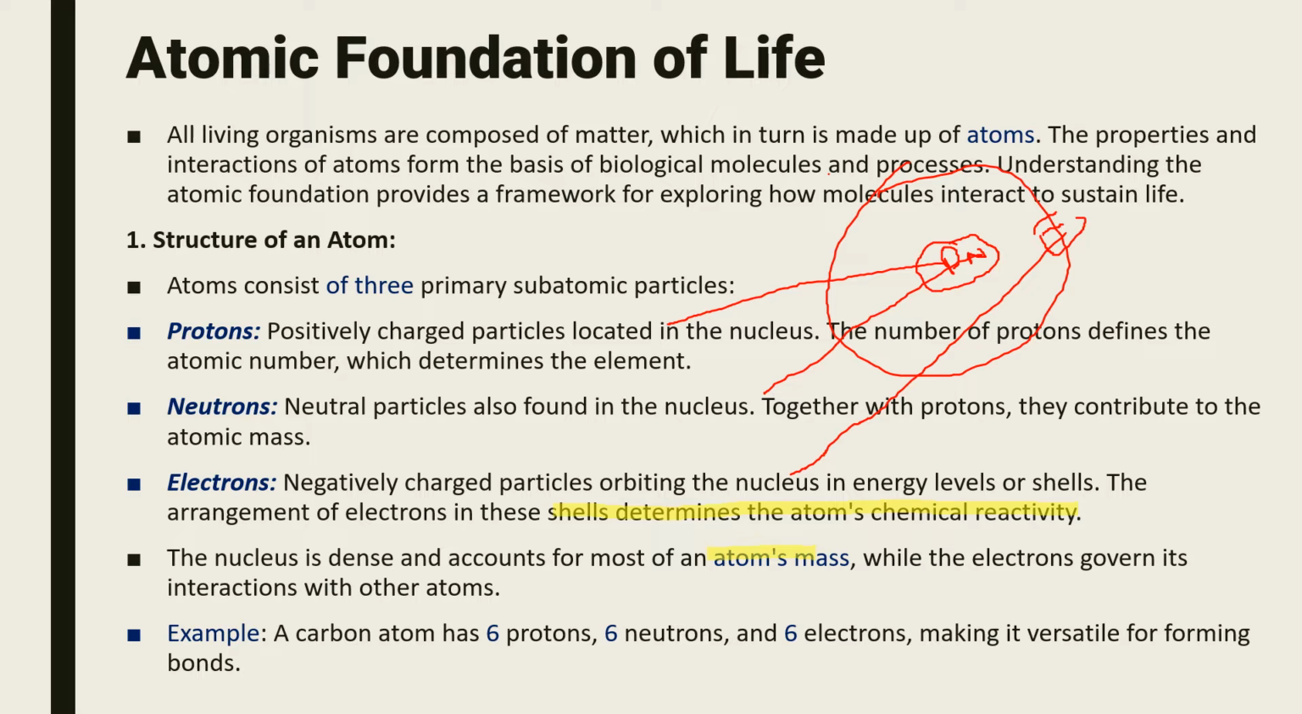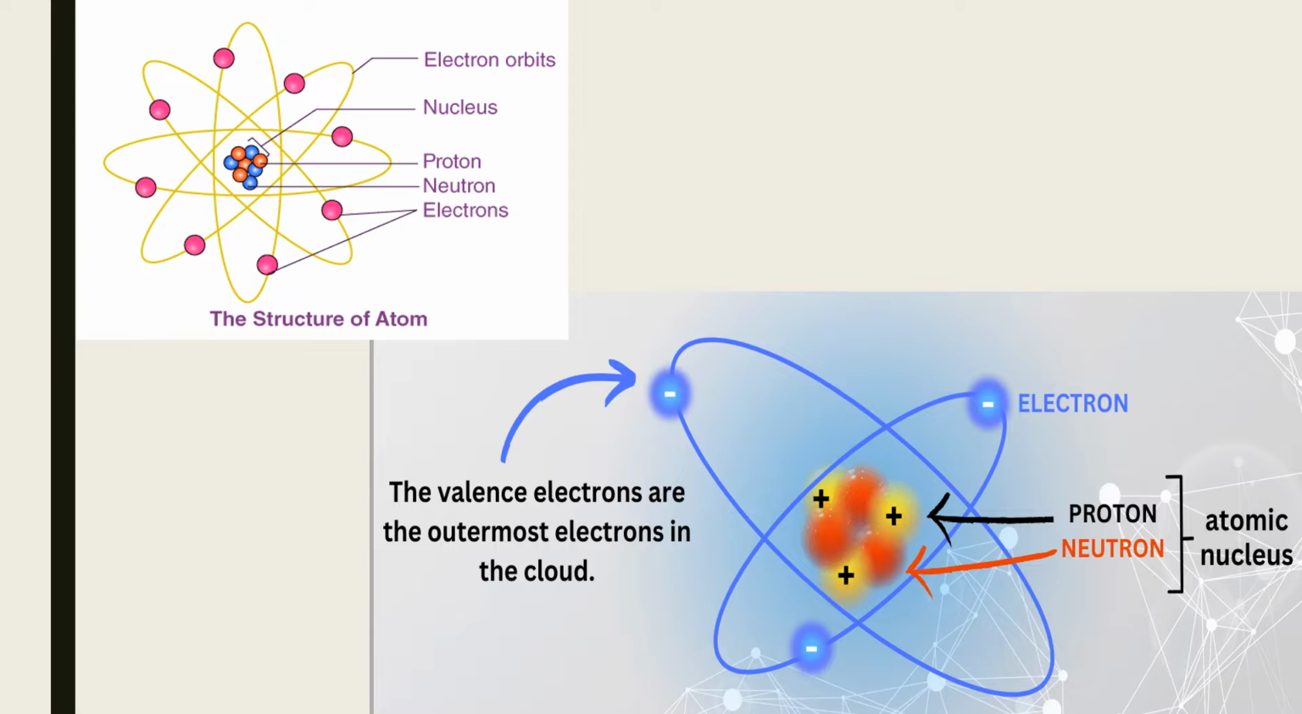For example, a carbon atom has 6 protons, 6 neutrons, and 6 electrons, making it versatile for forming bonds. As you can see here in the picture, structure of an atom, there is electron orbit, there is nucleus, proton, neutron, and electron. Proton and neutron are inside the nucleus, while electrons are revolving around the shell. And the electrons in the outermost shell are known as valence electrons, and that shell is known as valence shell.